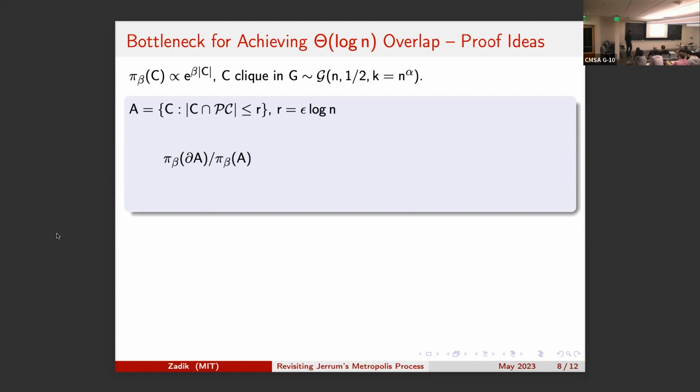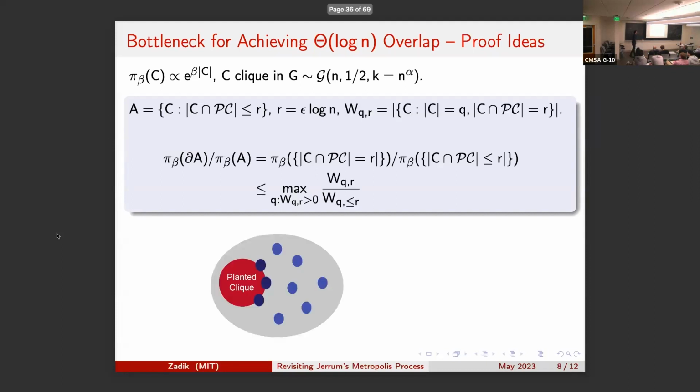Cool. So how do we prove this? We essentially prove this directly, and that's actually true all the way to one. Let's see how this is done and why that's true. Obviously, that's the measure at overlap equal to R as opposed to overlap at most R. I will omit the part of how you actually bound this, but I will give you an intuitive upper bound. So, for all beta, the following upper bound holds on this bottleneck.